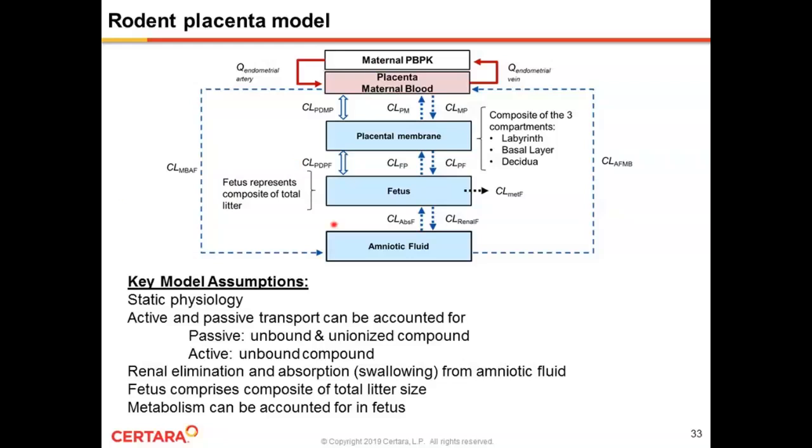The fetal-placenta model in the rat and the mouse looks at the maternal blood, the placental chamber, the fetus chamber, and the amniotic fluid chamber. Some of the key assumptions are that you can account for the passive and the active transport of the unbound drug through these different compartments. You can also account for the total litter size in the fetus, as well as for the metabolism of the drug or the chemical from the fetus compartment.